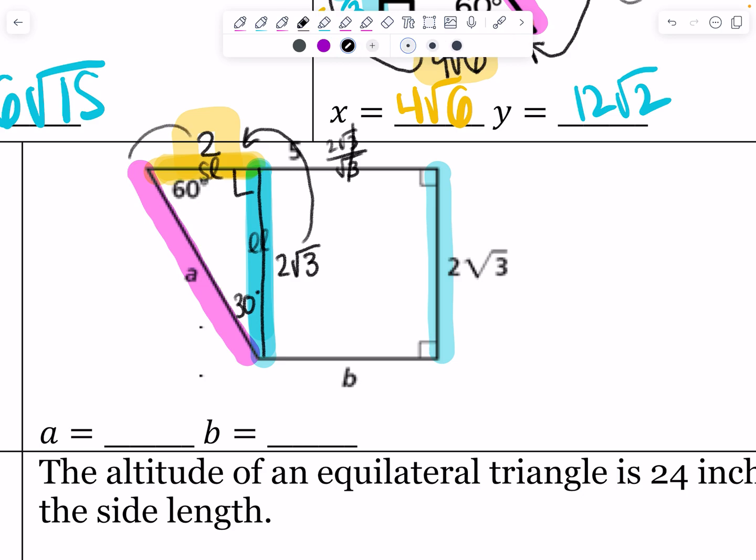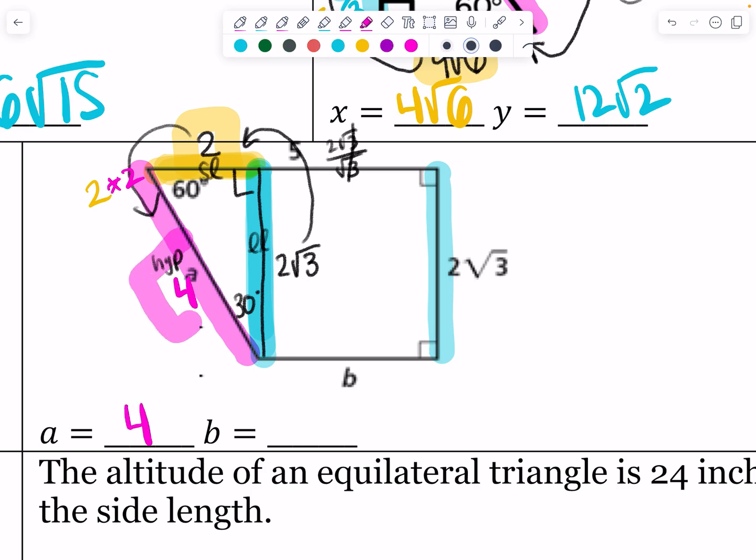So if that short leg is 2, what is our hypotenuse? Remember, the hypotenuse is going to be that yellow amount, which is currently 2, times 2. What is 2 times 2? 4. So my A value is 4.